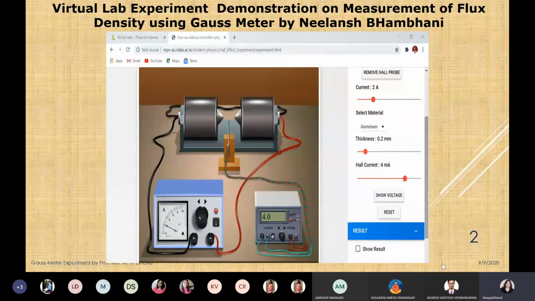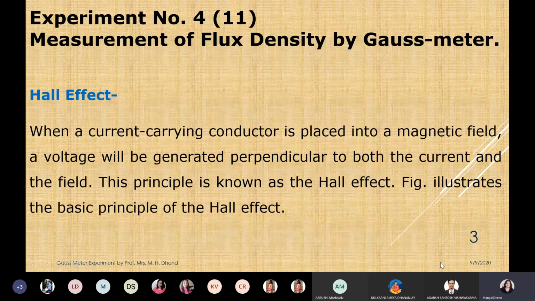Okay, students, now try to understand the theory first, and then read again the procedure, how it is to be done from the virtual lab, and then you do. So I will not tell you much about the experiment performance. Let us see who can perform it in a correct manner.